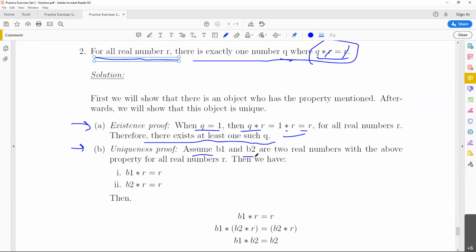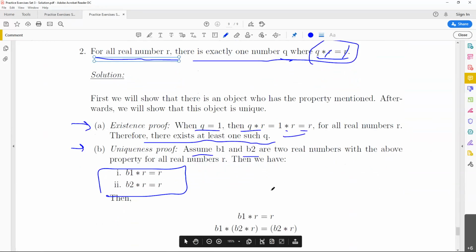Assume b1 and b2 are real numbers with the above property. So you have this. We want to reach that b1 equals b2. This is where the uniqueness comes in. We're saying, assume you have two real numbers that make this formula true, like you have two q's, q1 and q2, or b1 and b2. So you have this and this true. We want to reach that they're the same.